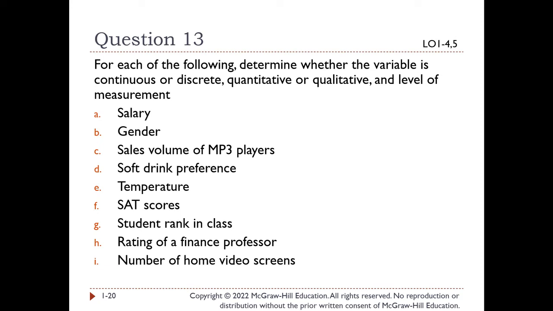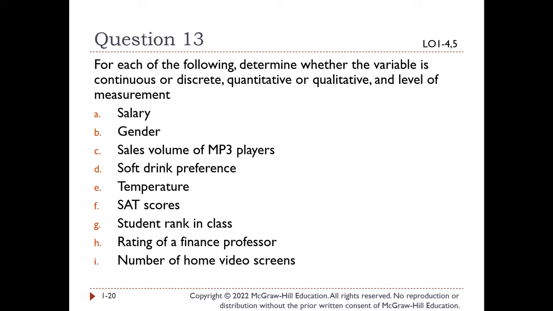So for each of the following, determine whether the variable is continuous or discrete. Remember, if it doesn't have gaps, it's continuous. If it has gaps, it is discrete. Quantitative or qualitative. And the level of measurement. Ooh, they hit you with all of them. It's okay. It's in the homework as well.